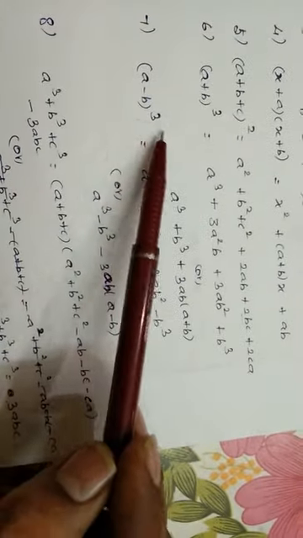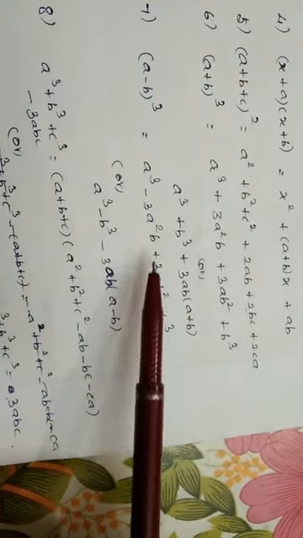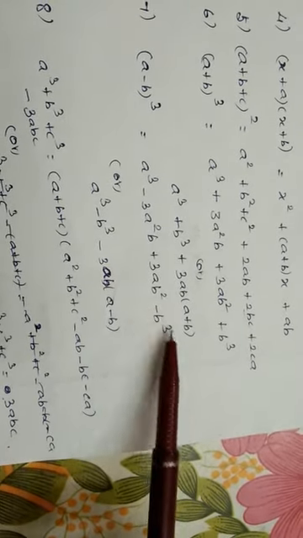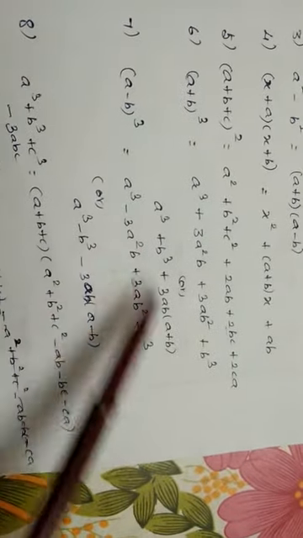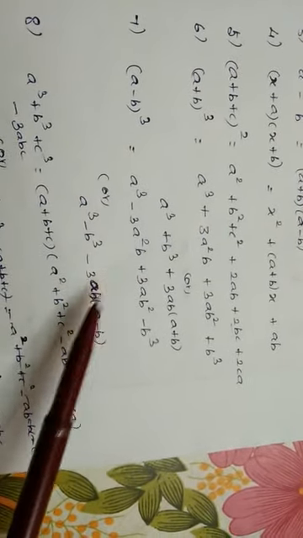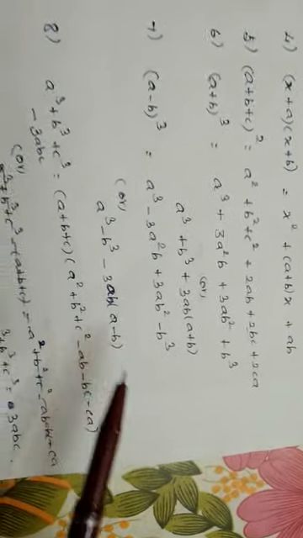Similarly, (a − b) whole cube equals a cube minus 3a square b plus 3ab square minus b cube. The signs alternate, plus, minus, remember. Similarly, a cube minus b cube minus 3ab(a − b), right?